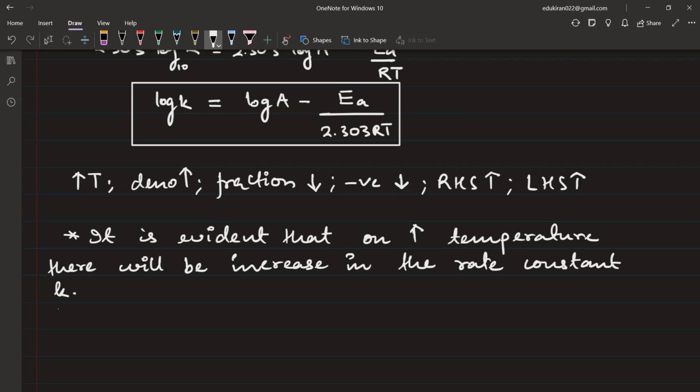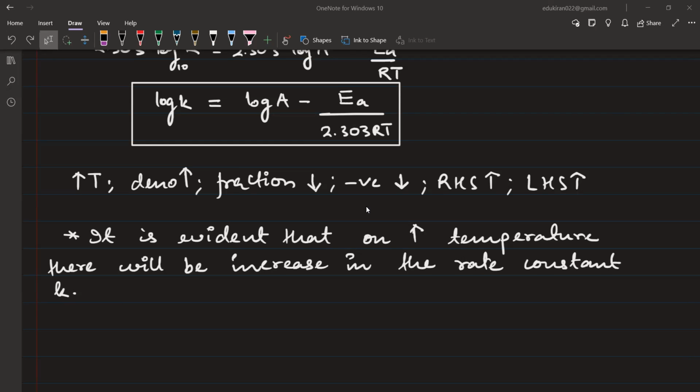Sir, could you just repeat this part again? No, you repeat, you tell me, and we will explain wherever you have difficulty. Sir, you said as temperature increases, what increases? The denominator increases. See, this is the denominator, this part will increase, right? Okay. Now move ahead, understood? Yeah, sir, only that part. Okay, it is evident that on increasing the temperature, there will be an increase in the rate constant K.